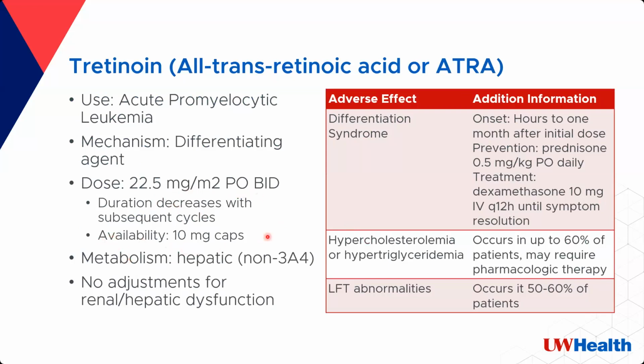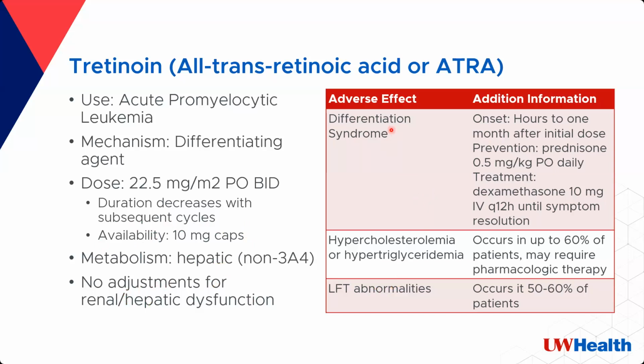What I want to call out is that these are only available as 10 milligram capsules, and so depending on their BSA, somebody could have quite a few pills to be taking twice a day, so just keep in mind that this does add to the pill burden in APML. And then it is hepatically metabolized, but does not require any upfront renal or hepatic dose adjustments.